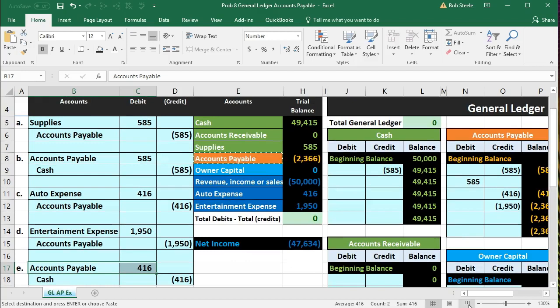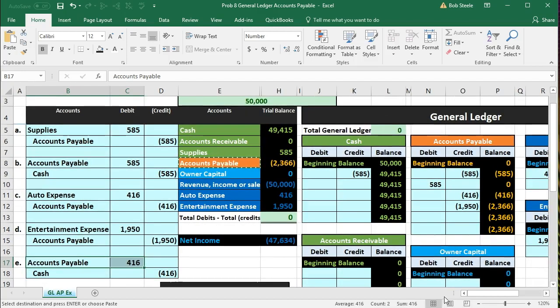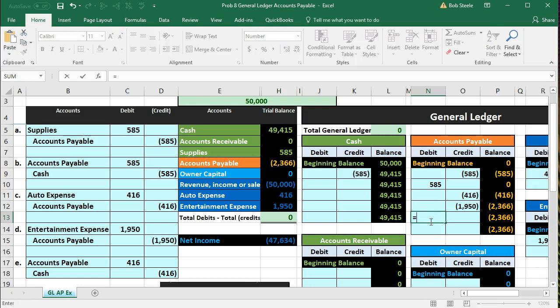I'm going to make this a bit smaller so we can see more at the same time. So we're going to post this to the payable. It's in order, assets and then liabilities. Here's the accounts payable on the general ledger, this being the process of posting. We want to be on the debit side down here in N13. N13 equals, we'll then point to this 416.